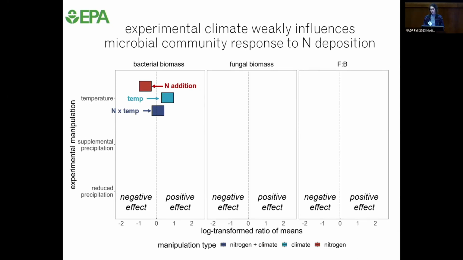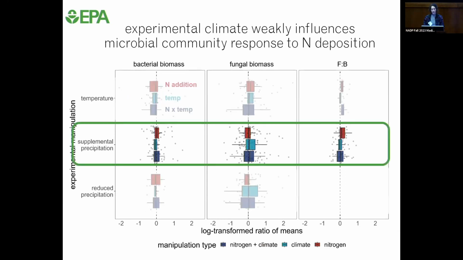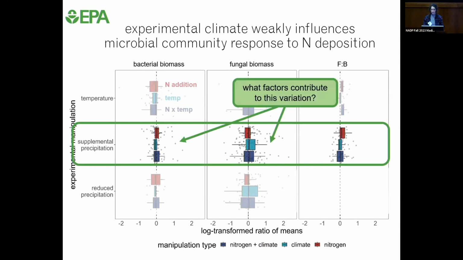And so we can look at this for fungal biomass and the ratio. Okay. So now to show you some real data, which is messier. We see a lot of variation across all of these different responses and all of these different types of manipulations. And what I would like to spend more time on in this talk is looking at how these supplemental precip experiments work. It's some of the most data.